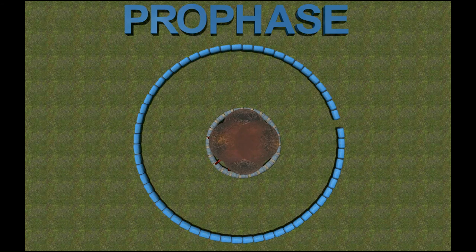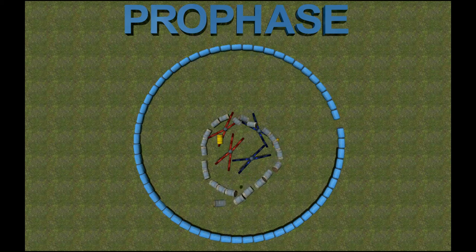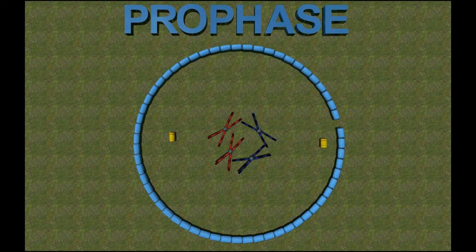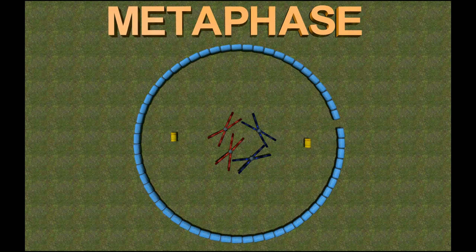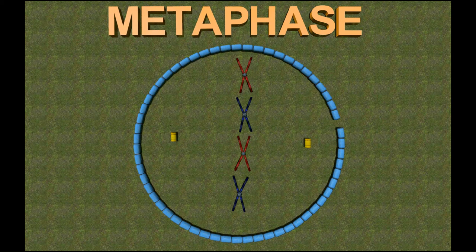In prophase, the chromosomes condense and become more visible. Then the nuclear membrane melts away, and the centrioles move to opposite ends of the cell. Then the cell enters metaphase. The chromosomes then line up at the equatorial plate, and the centrioles attach spindle fibers to the centromere of each chromosome, in preparation for anaphase.